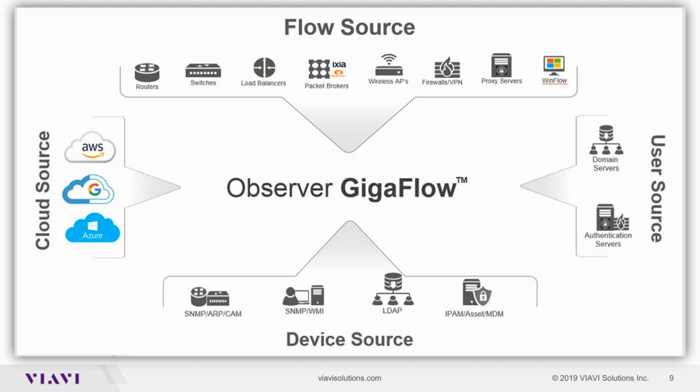So I kind of like this one because it shows an example of all the different flow sources that you can bring in. And the one that I'm going to bring up real quick is this packet broker information, where a lot of these packet brokers can produce application level information. Especially Gigamon produces something like 4,000 different fields that we can consume to be able to read application information based off of their flow records. So again, wireless APs, firewalls, etc., proxy servers, LDAP, there's IPAM asset management.